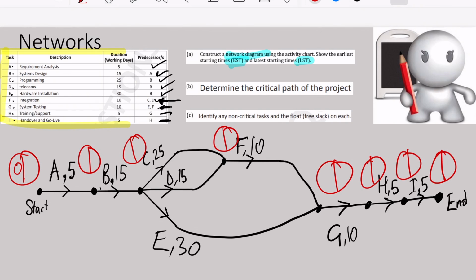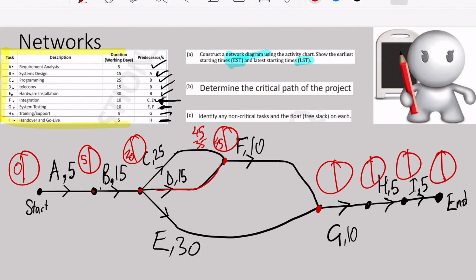So 0, to get to this point over here, I'm going to be spending 5 days, and then to get to this point over here, it's going to be 5 plus 15, which is 20. Now to get to this point over here, I can go 20 plus 25, which is 45, or I can go 20 plus 15, which is going this way. 20 plus 15 is 35. Now remember, activity F cannot start until activity C and D have both finished, and that's going to take 45 days.